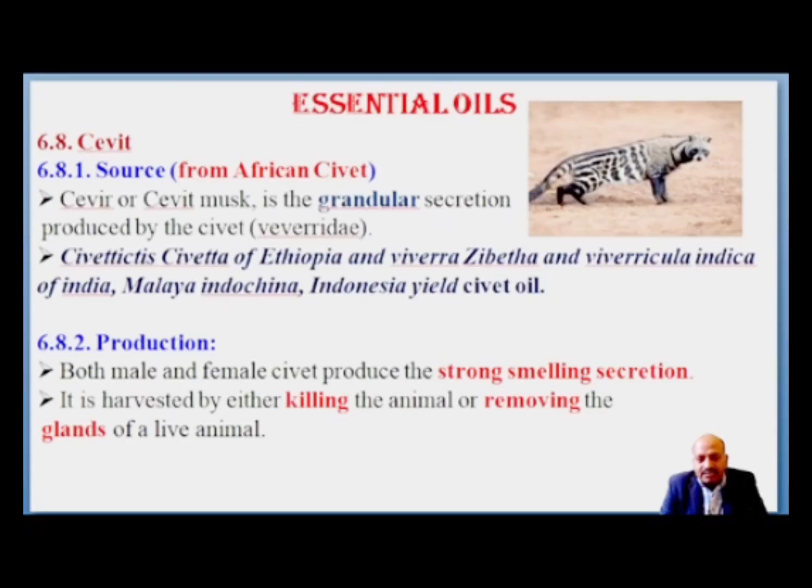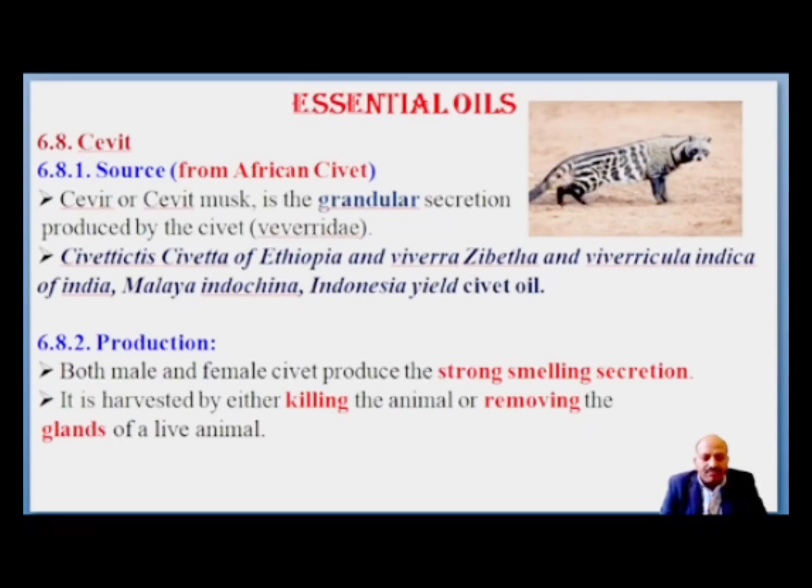It can be called Civettictis civetta of Ethiopia, and Viverra zibetha and Viverricula indica of India, Malaya, Indochina, and Indonesia yield civet oil. These are the different names based on the country. It has a different name, but the animal is the same, that is civet. And the picture you are observing is the African civet. So the civet oil can be obtained from this animal.